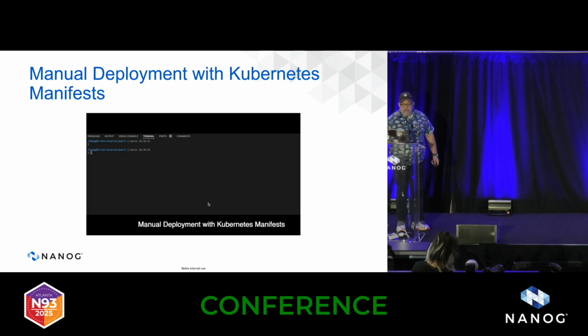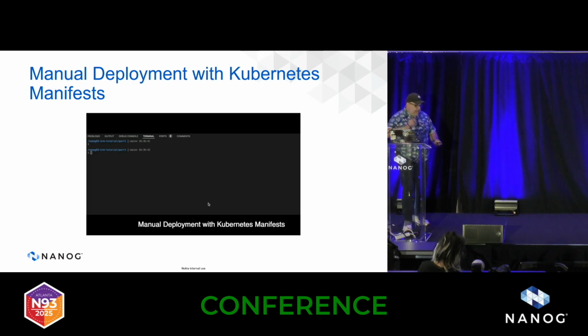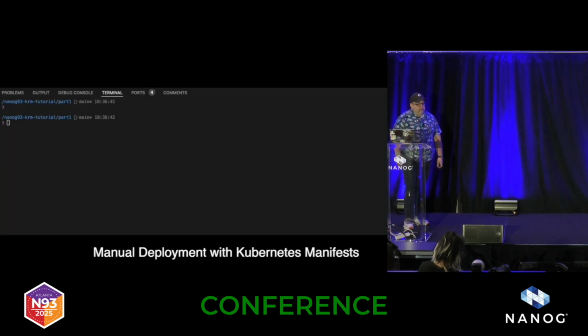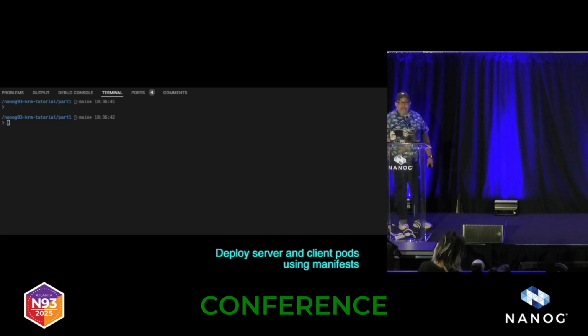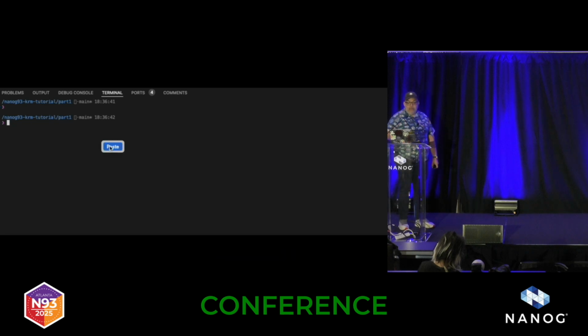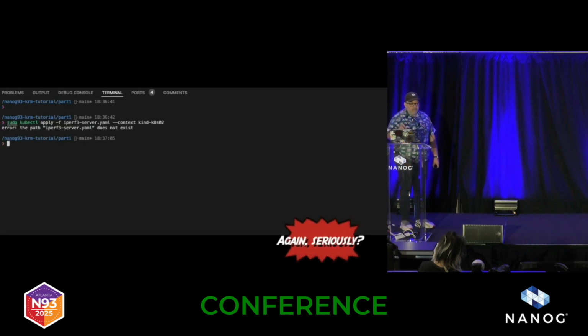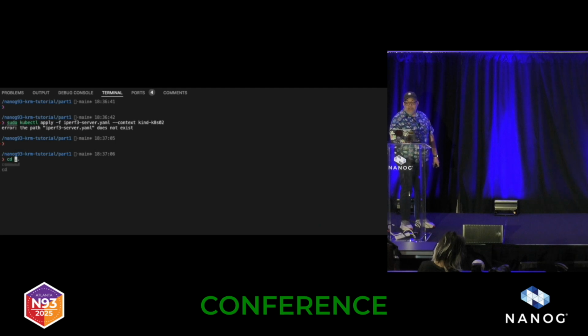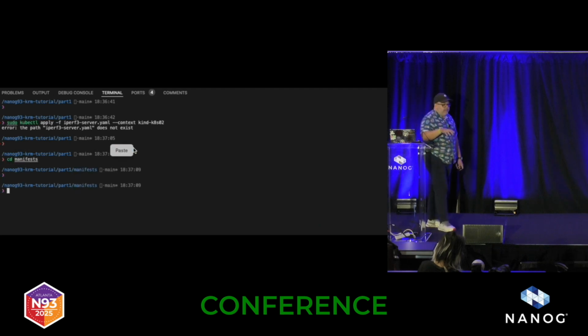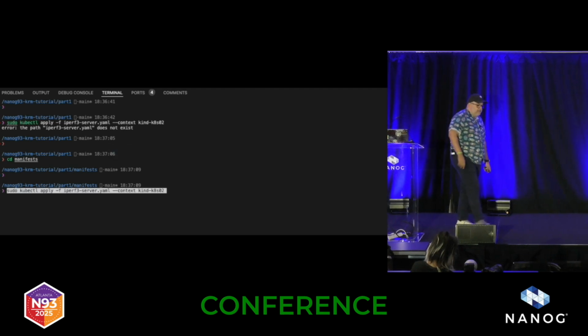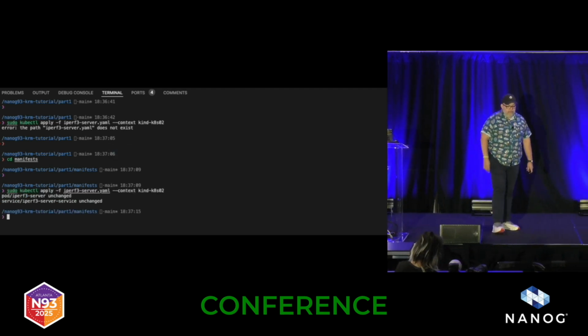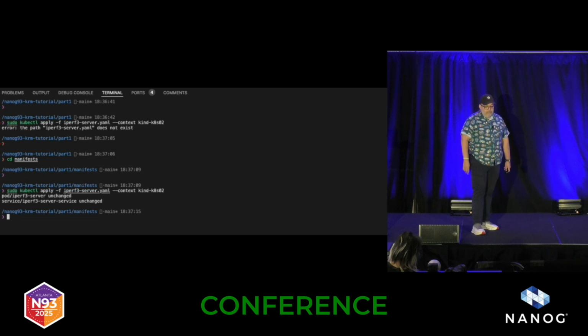Okay, so let's go. This is the second demo. The first was the lab deployment. So first, we deploy the server pods on one specific context, which is kind KA02, and then we apply the manifest specifically for the server. Good.